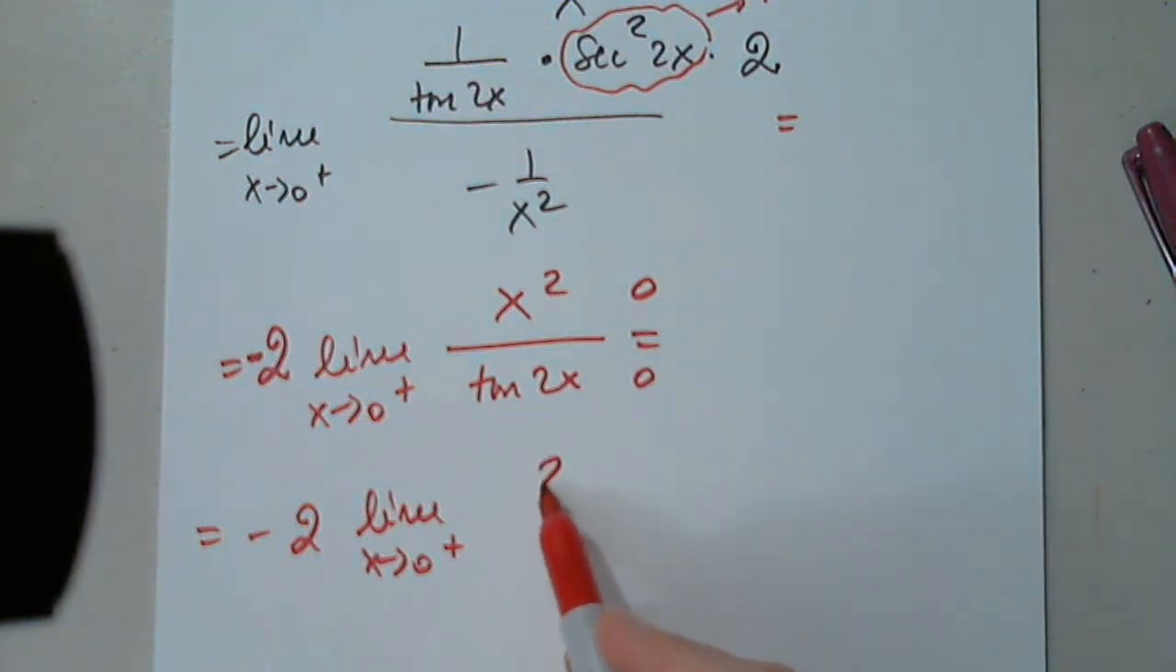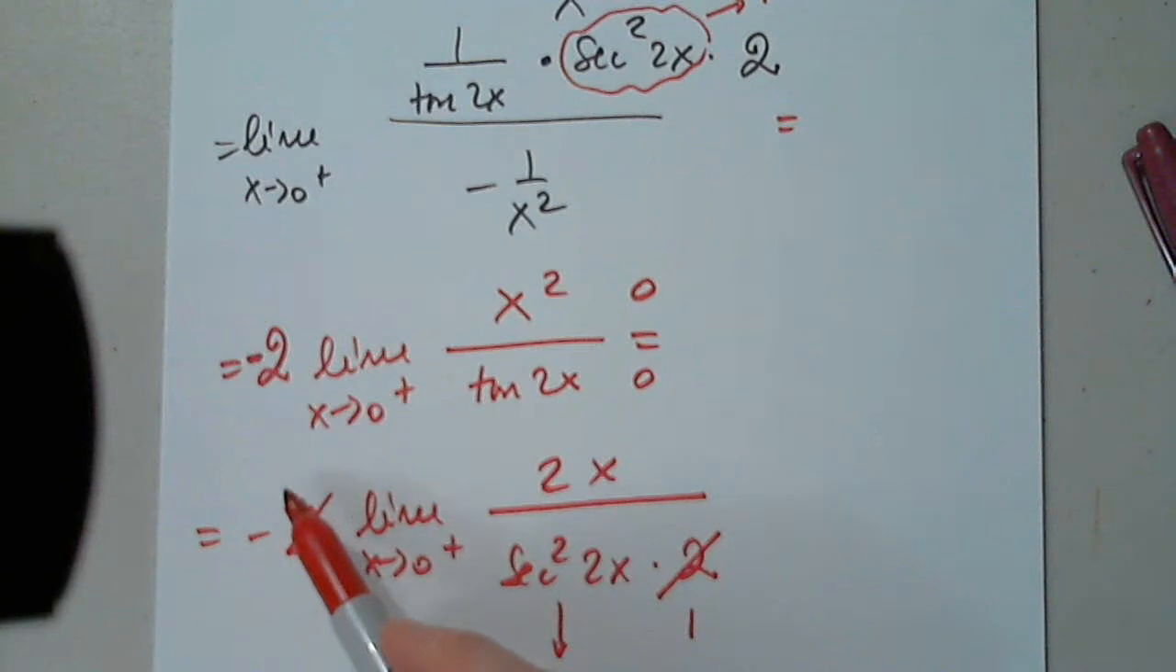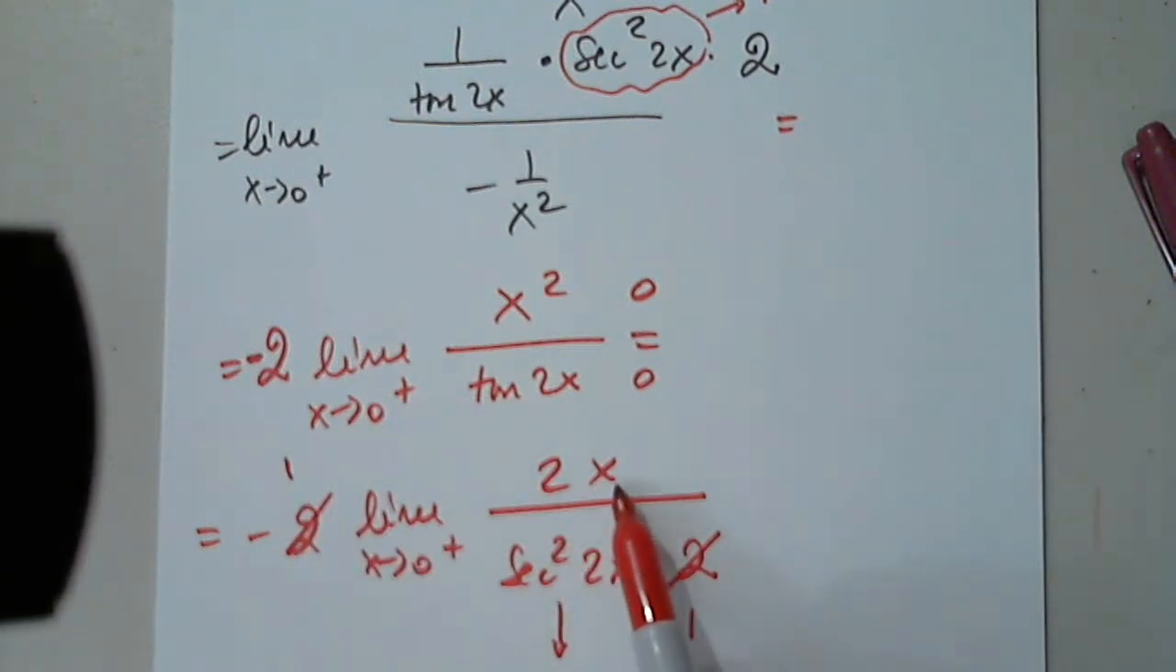The numerator prime is 2x. The denominator prime is secant squared. 2x times 2. Nice. Because this approaches 1. This is 2. This 2 and this 2 will go away. But this approaches 0. Who cares? 0 times negative 1 is 0.